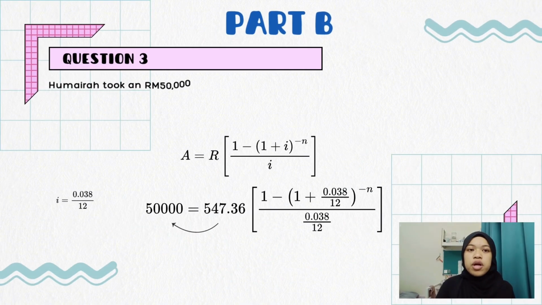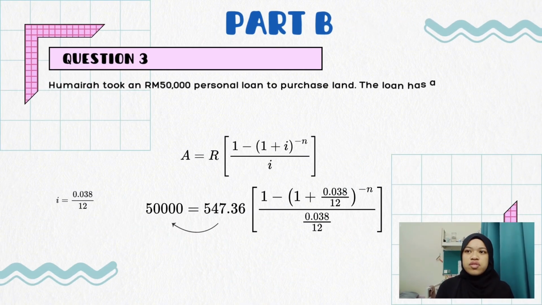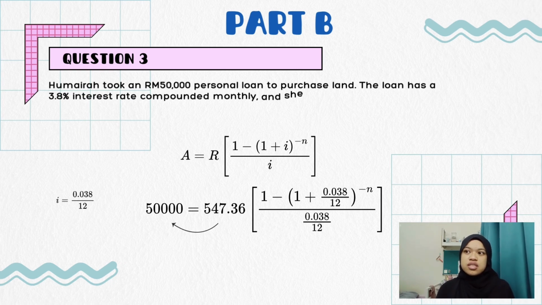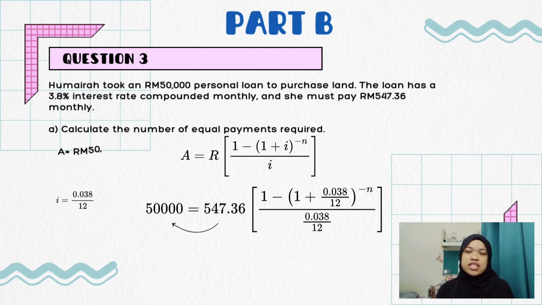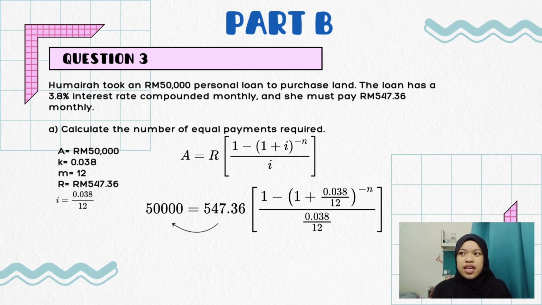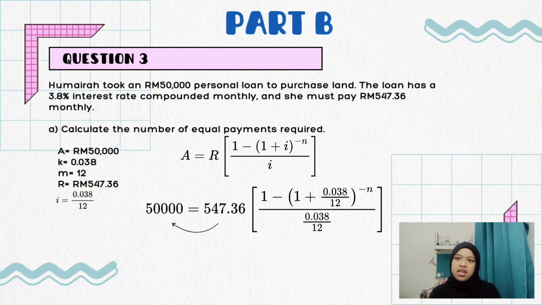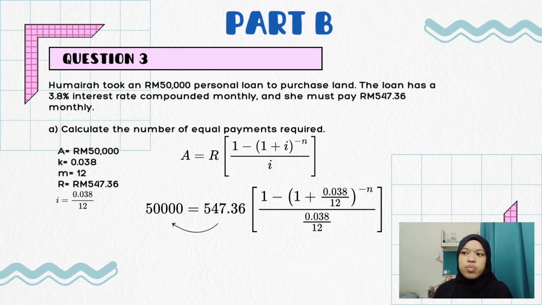Next, we are moving on to part B, question 3. Humaira took a 50,000 ringgit personal loan to purchase land. The loan has a 3.8% interest rate compounded monthly, and she must pay 547 ringgit and 36 cents monthly. A. Calculate the number of equal payments required. A, as we all know, is considered as present value, and A equals 50,000, K equals 0.038, M equals 12, and R equals 547.36. I equals 0.038 over 12. The formula that we're going to use in this question is A equals R times 1 minus (1 plus I) powered by negative N, over I.